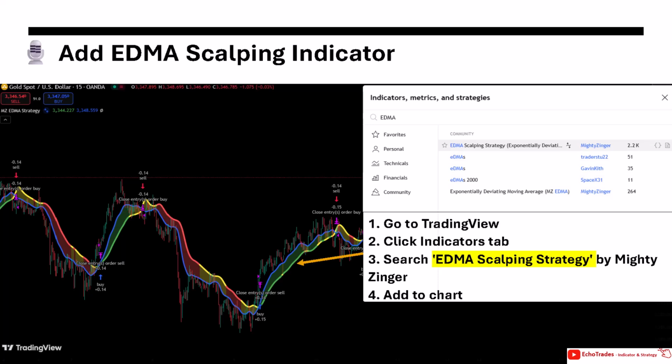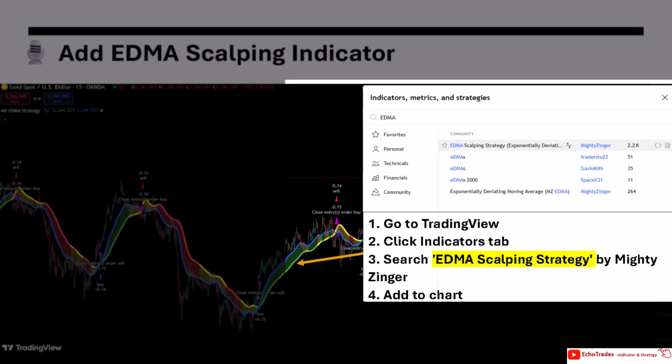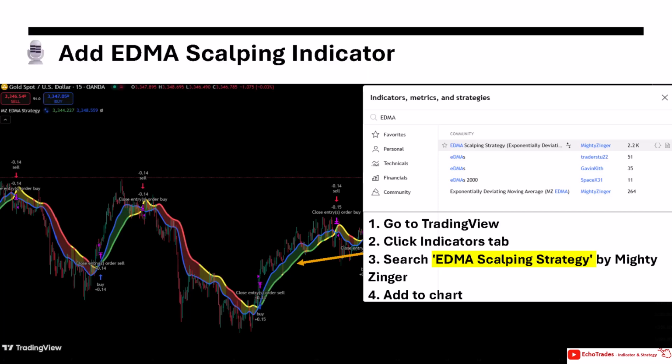Okay, cool. So component number one, the EDMA Scalping Strategy. Where do we find this magic thing? Right. So head over to TradingView, open your Indicators tab. Just type in EDMA Scalping Strategy. Now, make sure you grab the one by Mighty Zinger. There might be others, but that's the one we're focusing on. Got it. Okay, added. Now what?